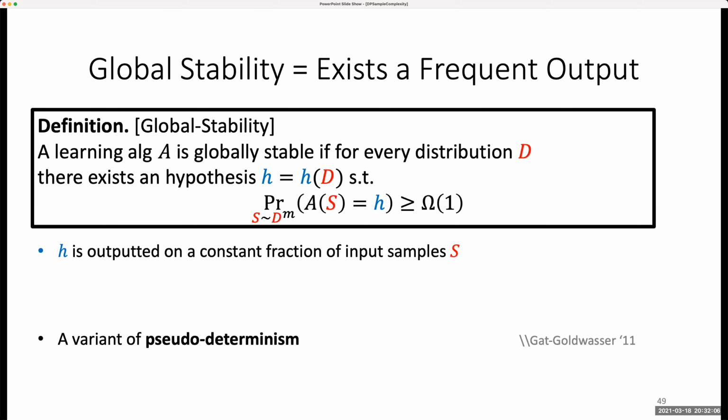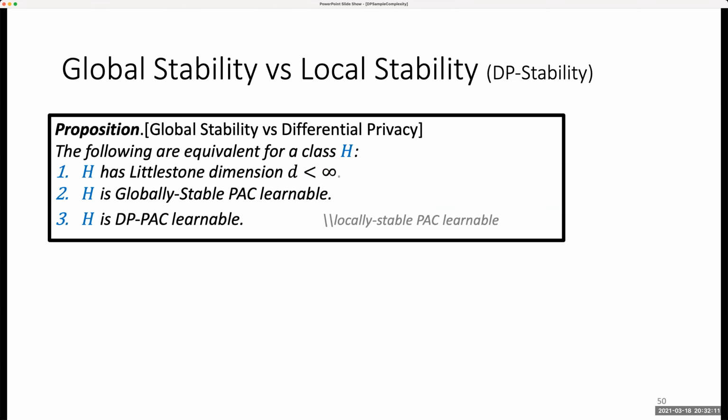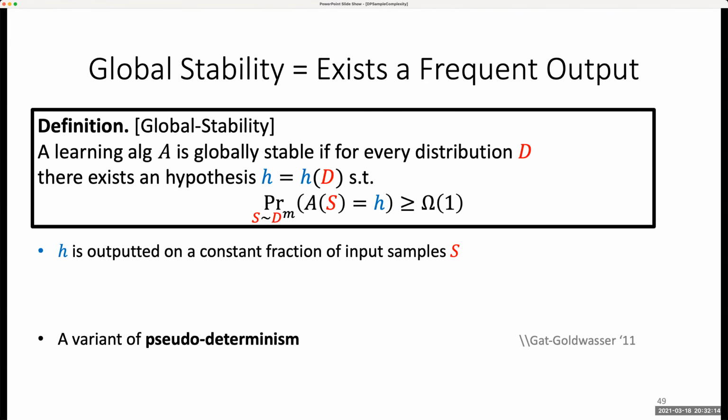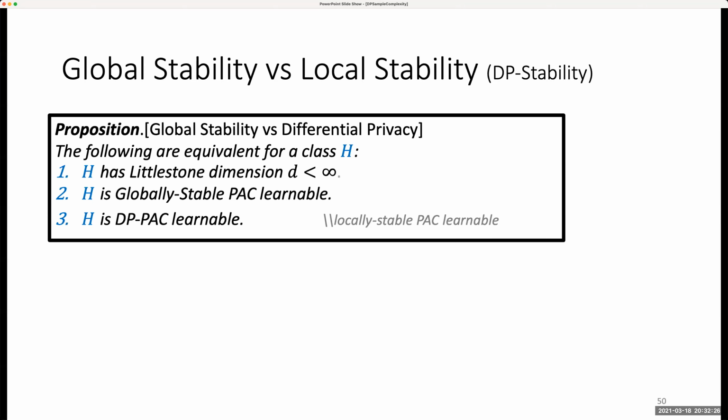And you can think about it as a variant of pseudo-deterministic algorithms. For those of you who know pseudo-determinism, it's like a variant of pseudo-deterministic algorithms. And then the proposition, this is the main technical result, is that having a finite Littlestone dimension is equivalent to being a globally stable PAC learner, and it's also equivalent to differentially private PAC learnability.